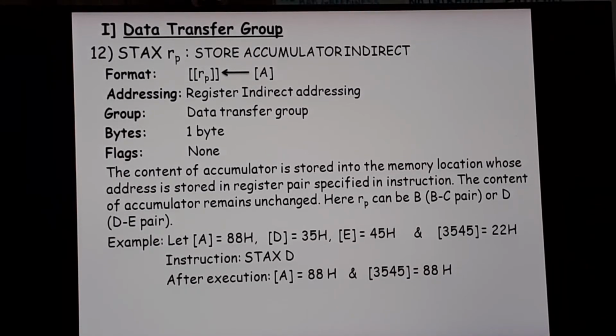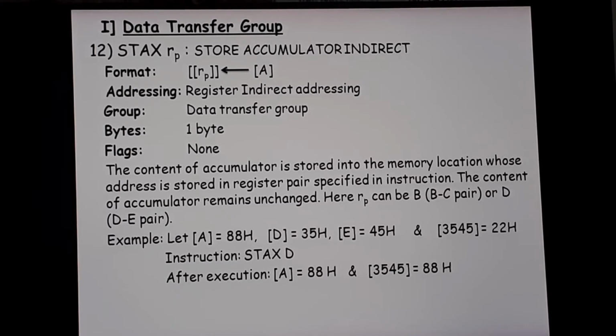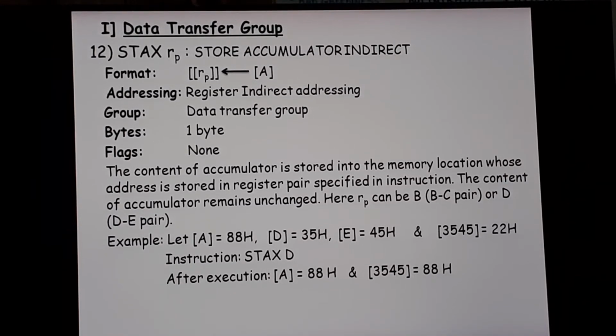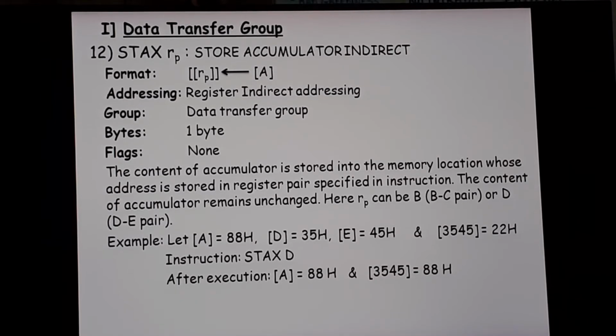So the addressing mode is the same, register indirect addressing mode. Group will be data transfer group. Bytes are 1 byte, flags that will be affected are none. In this, the content of the accumulator is stored into the memory location. Same, the description also is same. Instead of writing load, you will write store.